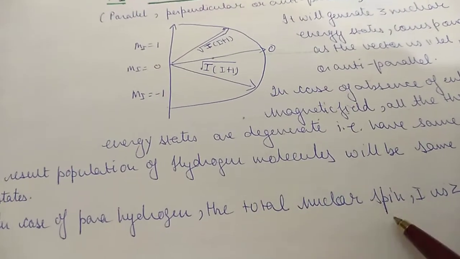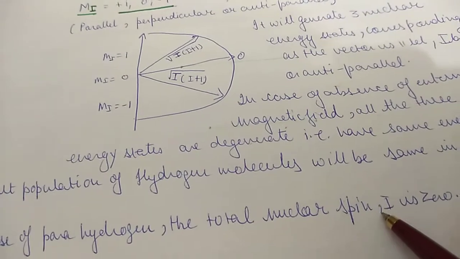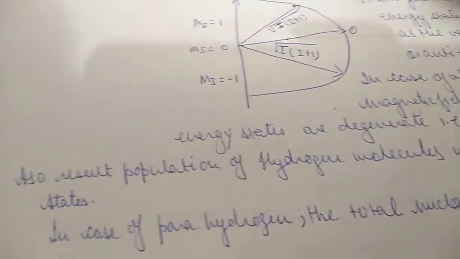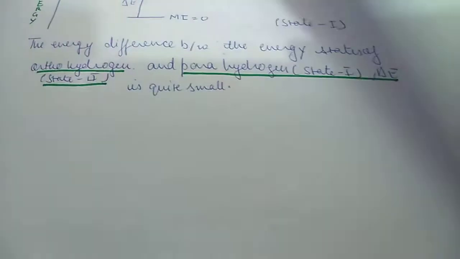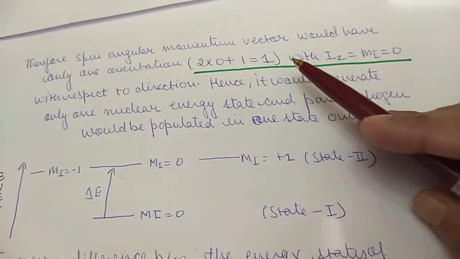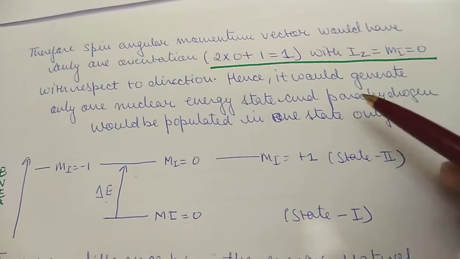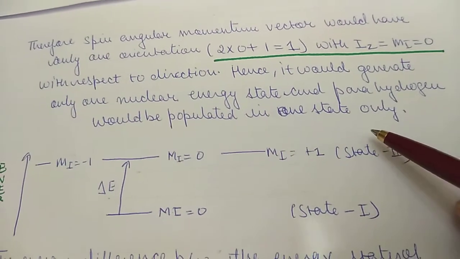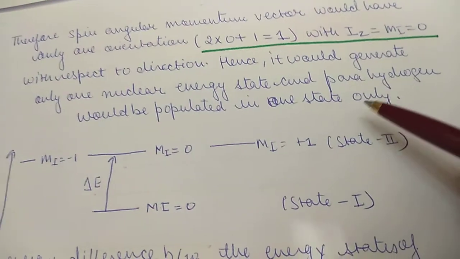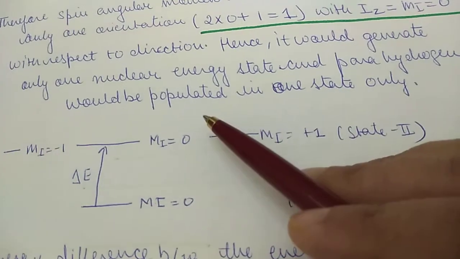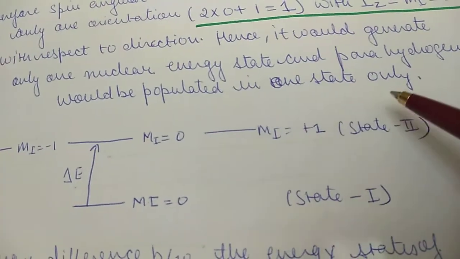In case of parahydrogen, the nuclear spin I is 0. The value of I is 0. Therefore, the number of states generated by it will be only 1. So only one state is generated with respect to direction, and so it would generate only one nuclear state, and parahydrogen would be populated in one state only.